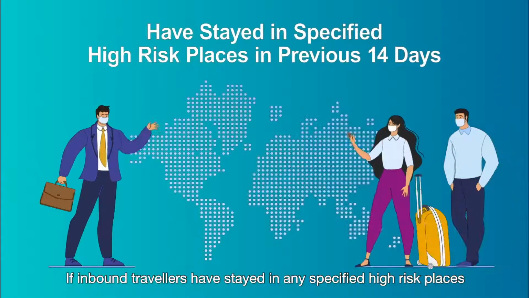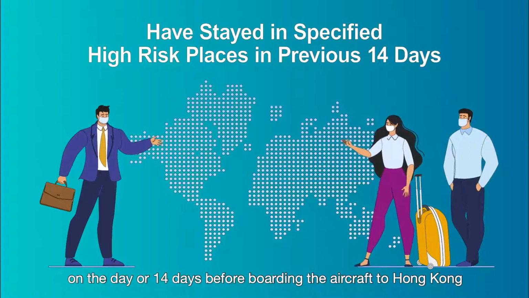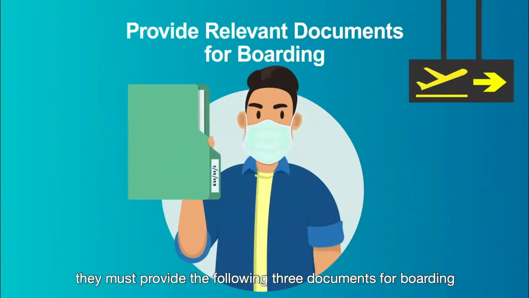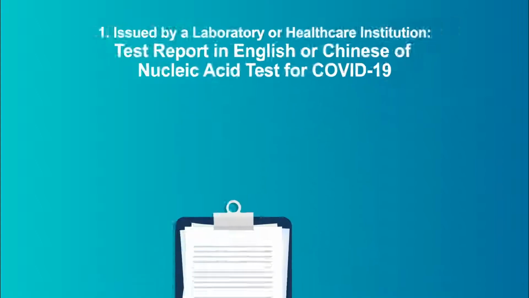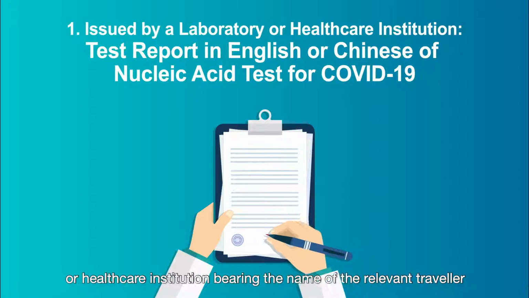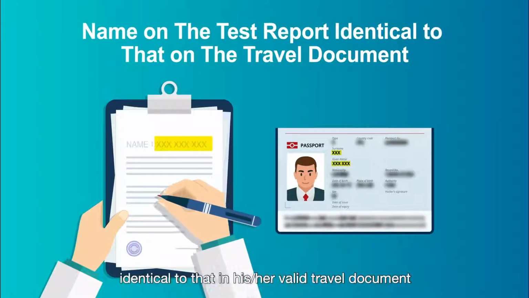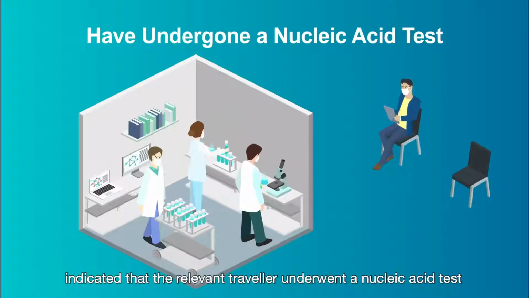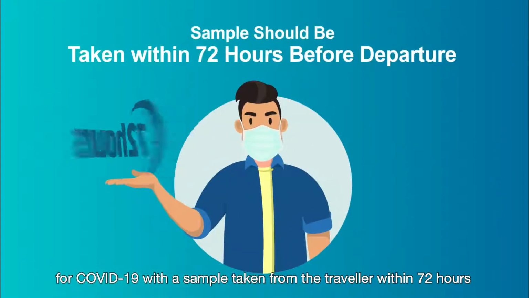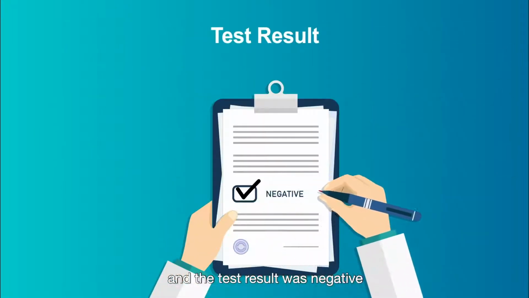If inbound travelers have stayed in any specified high-risk places, on the day or 14 days before boarding the aircraft to Hong Kong, they must provide the following 3 documents for boarding. First, the test report in English or Chinese issued by a laboratory or healthcare institution bearing the name of the relevant traveler, identical to that in his or her valid travel document, indicated that the relevant traveler underwent a nucleic acid test for COVID-19, with a sample taken from the traveler within 72 hours before the scheduled departure time of the flight, and the test result was negative.